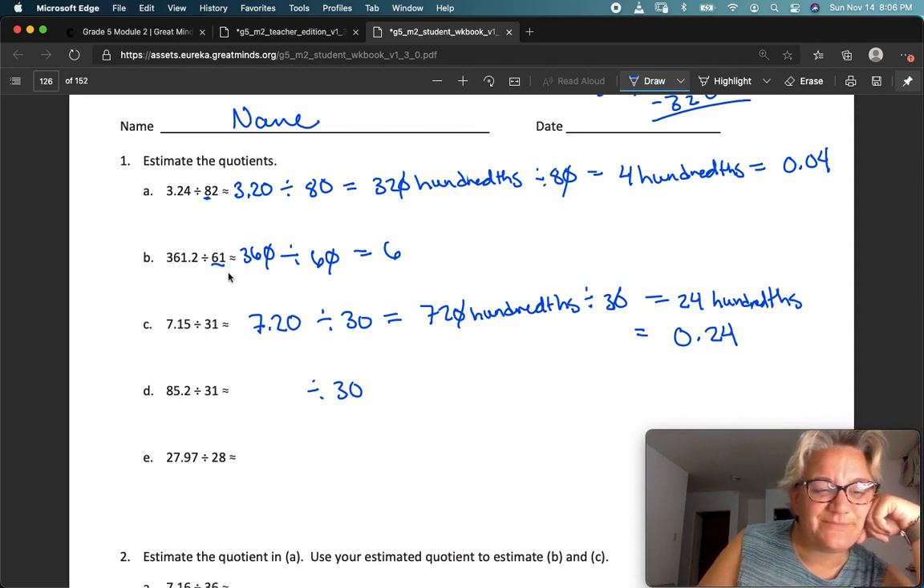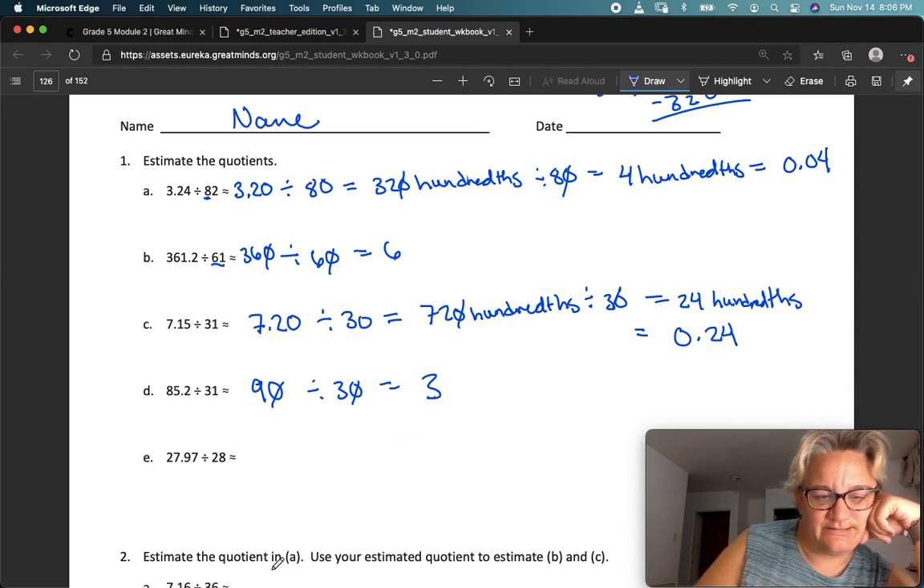But let's just, you know what? Let's just round up to 90. 85 to 90, that's easy. Then we don't have to worry about the decimal. 30 goes into 90 three times, just like that. No decimal at all.